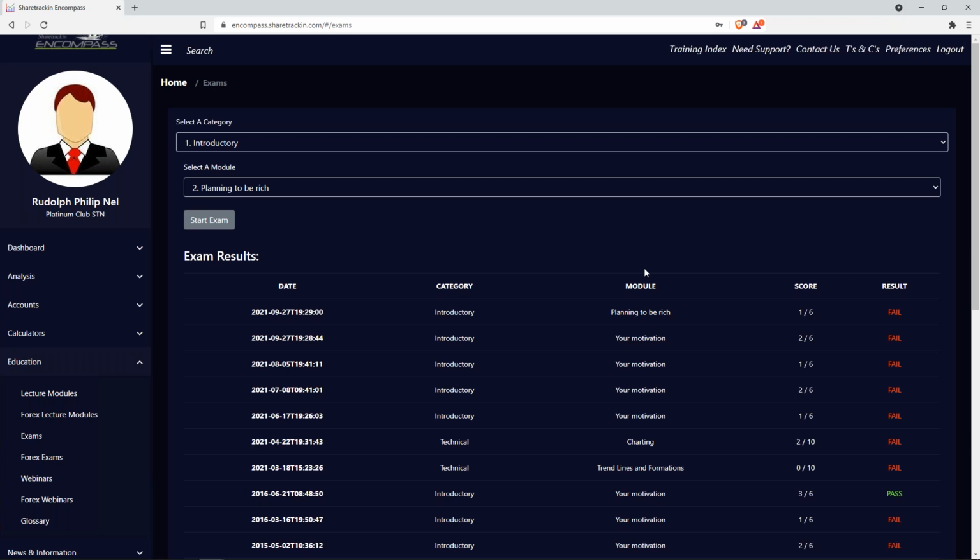So all of these need to be done. So once again, if we touch base with the T's and C's, it will say that you need to go and complete each and every multiple choice question on the lecture modules.